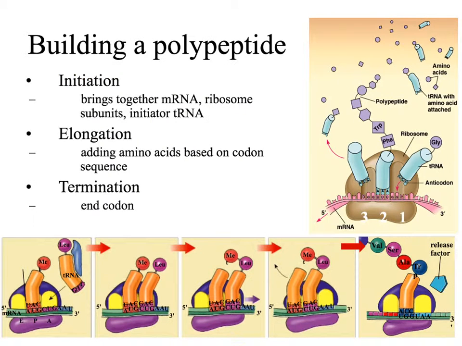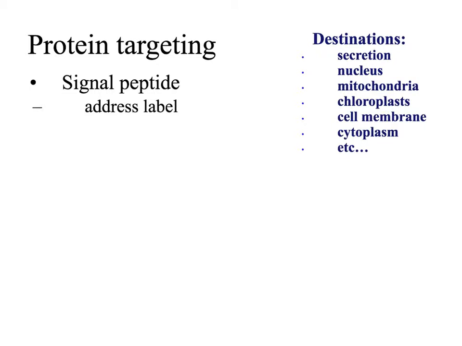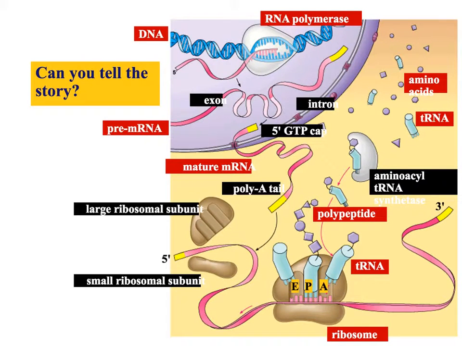This is just showing the building of the polypeptide, where you have the initiation, the elongation, and then the termination. Once we have a protein made, it can get secreted, go to the nucleus, go to the mitochondria, chloroplast, all these different places that the protein can go to after that. This is just a cool little puzzle. If you put everything out there, can you actually tell the story of how it starts from the DNA and makes it all the way to a protein?